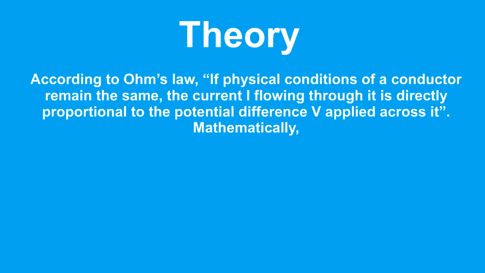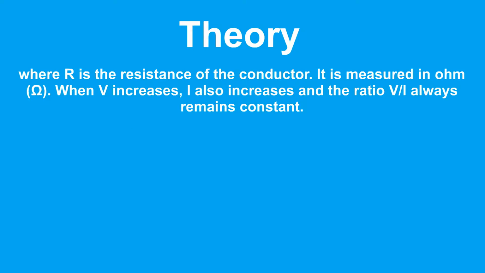Theory. According to Ohm's law, if physical conditions of a conductor remain the same, the current I flowing through it is directly proportional to the potential difference V applied across it. Mathematically, I is directly proportional to V, or V is directly proportional to I, or V is equal to the product of current and resistance, V = IR, where R is the resistance of the conductor. It is measured in ohm.